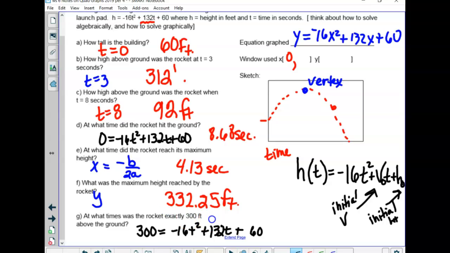At what times was it exactly? I can't remember either one of the times. Anybody have them? We put in y equals 300 and used intersect. One more time, Destiny, thanks.